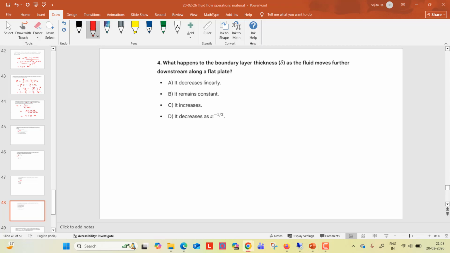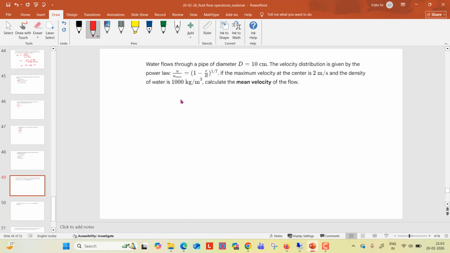Okay, so we have seen that. Next, water flows through a pipe of diameter d. The velocity distribution is given as the power law. If the maximum velocity at the center is 2 meters per second and the density of water is this, calculate the mean velocity.